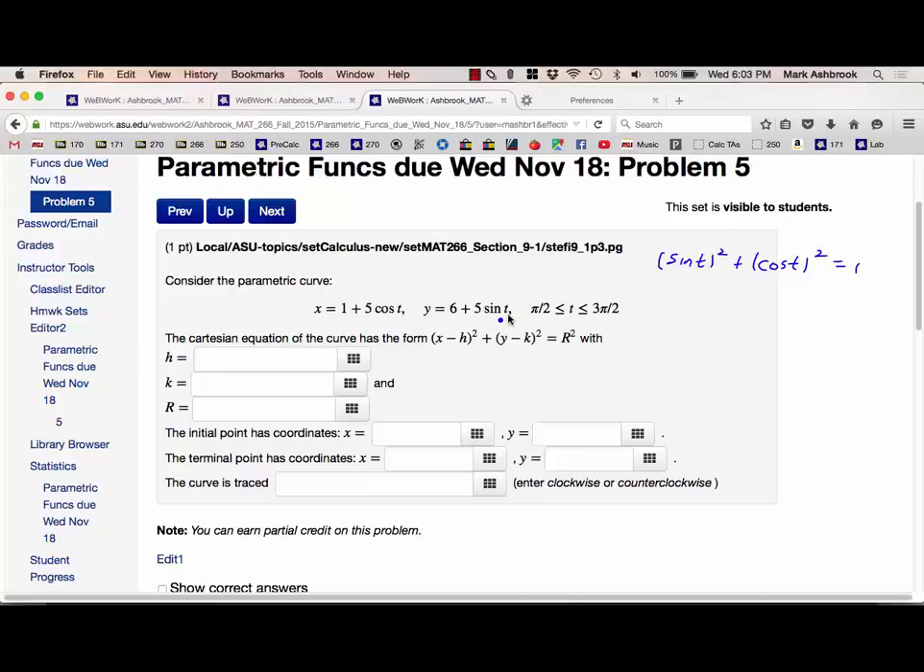So what is sine t? y minus 6 divided by 5. And x, or cosine t, you're going to subtract 1, divide by 5. So x minus 1 over 5.